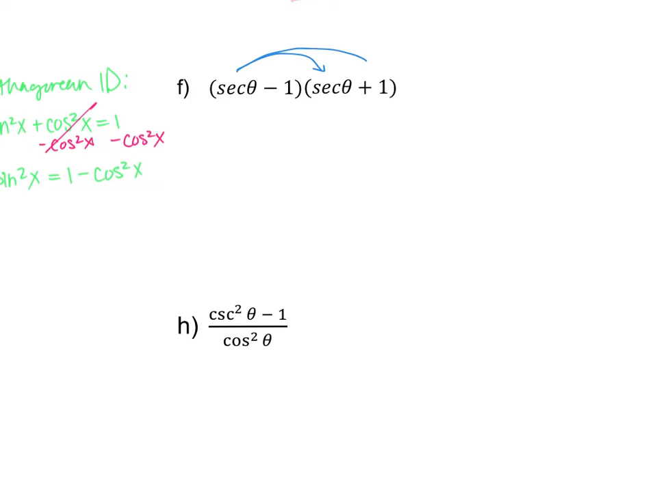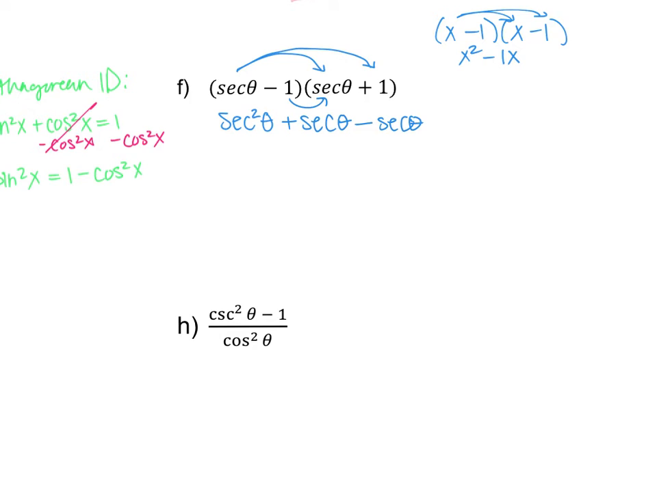So if I multiply the secant, secant times secant is secant squared. Kind of like when you have x: x times x is x squared, and x times -1 is -1x. That's what I'm doing here. Secant times +1 is just going to be a positive secant. If I multiply -1 with secant, that's just going to be a negative secant. And -1 times +1 is -1.